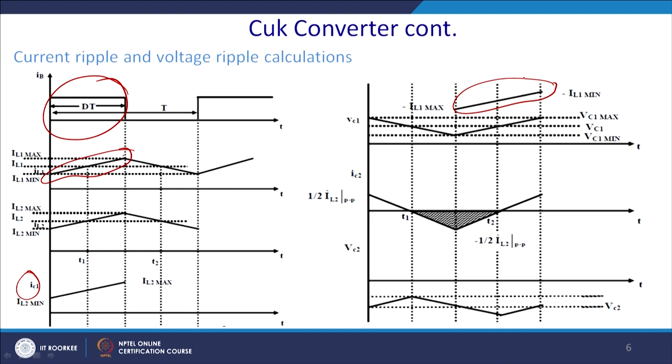So what you can see here is this portion, so above this, the mean value of VC1 is this one.